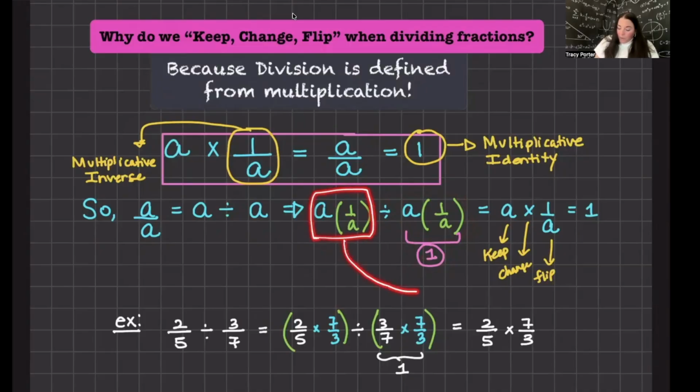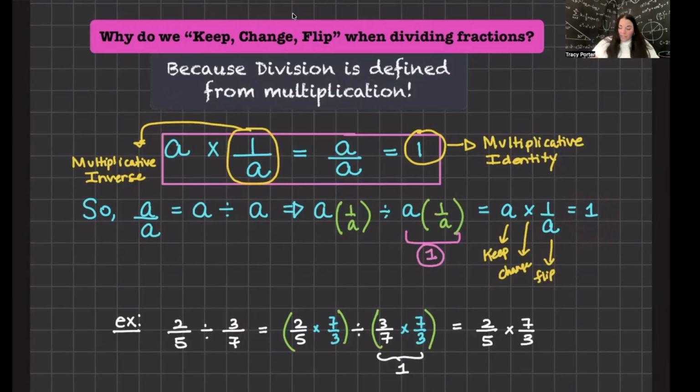And so if we go over to here, you can see that this is A times 1 over A. So you have your A times 1 over A. And so there's your keep. There's your change where you change the sign because it was divided. Now it's multiply. And here's your flip because instead of A, we now have 1 over A. And then that gives us back the multiplicative identity.